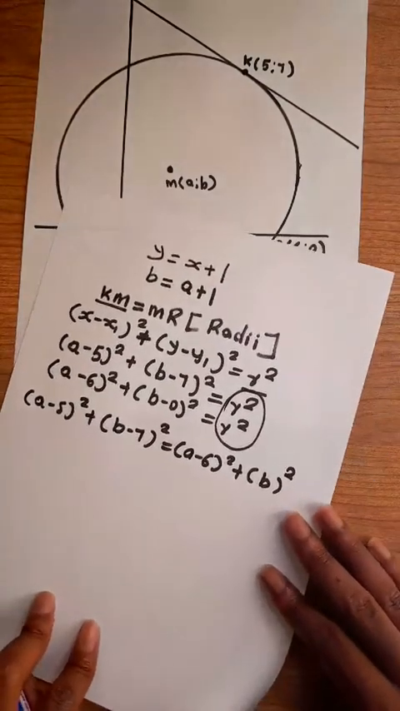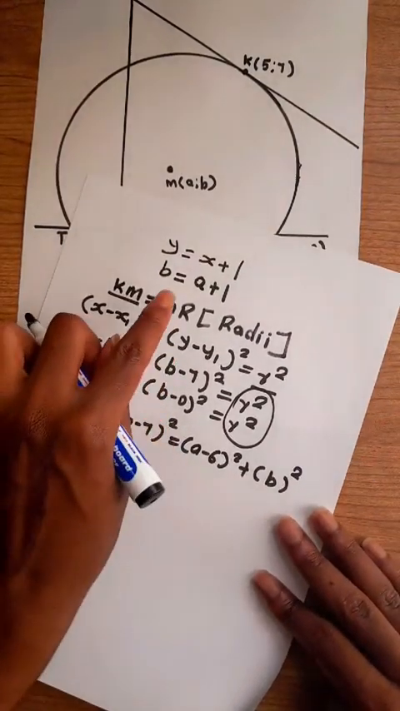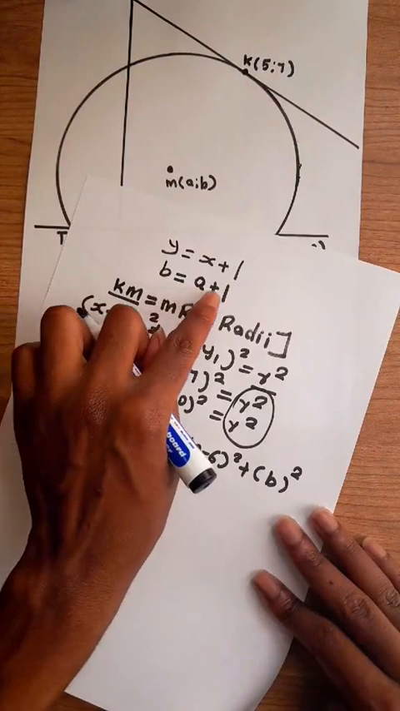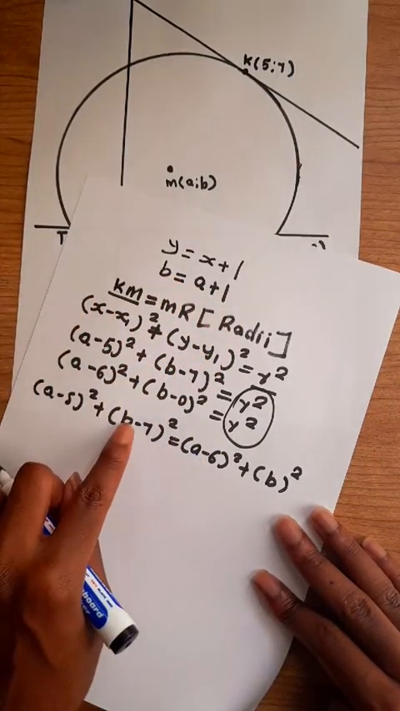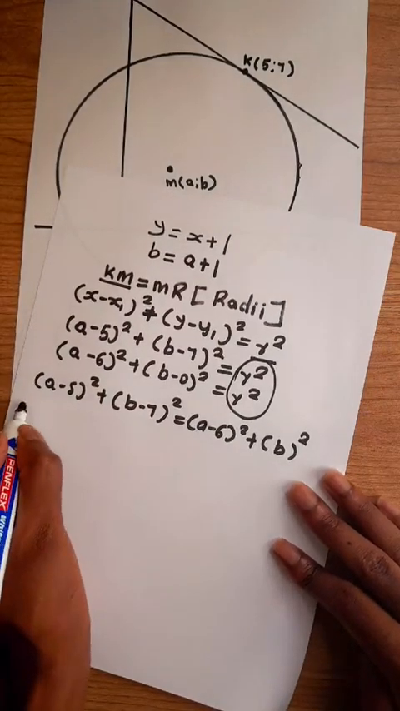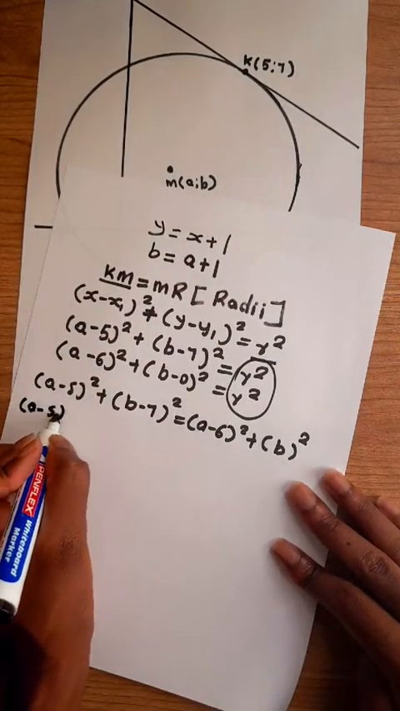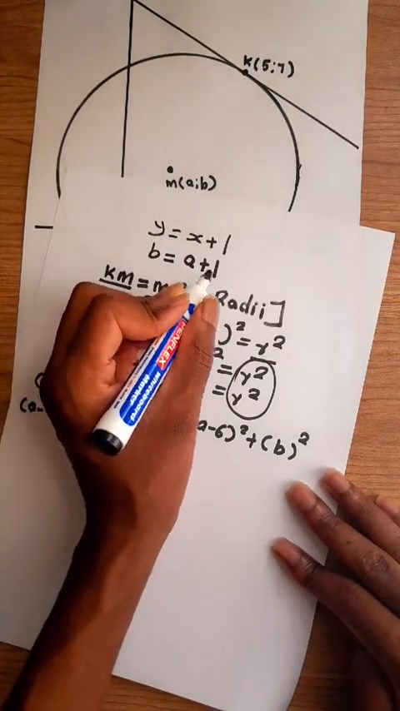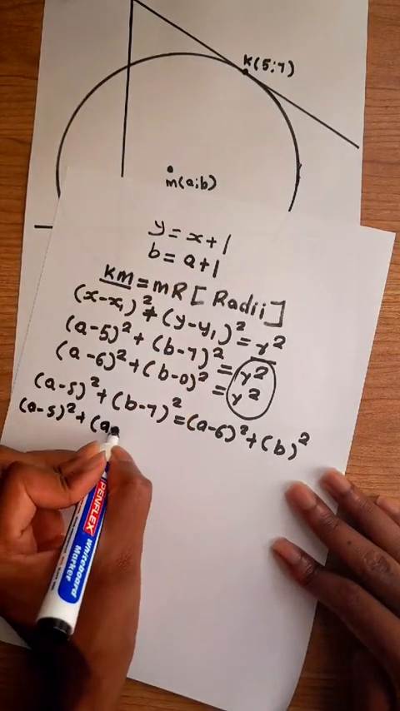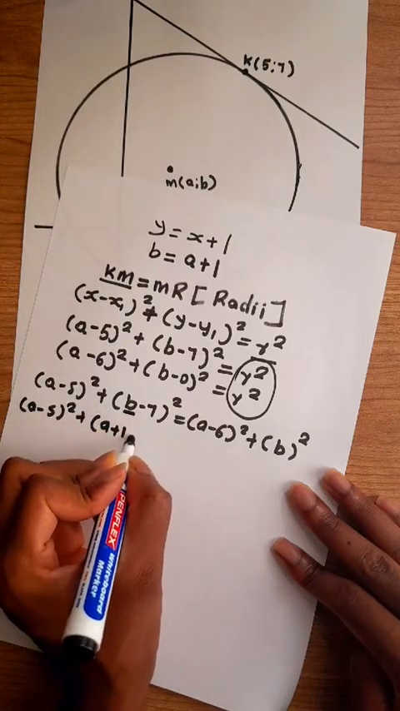But guys, what do we know about b? We know that b can also be written as a plus 1. So whenever there is b, I'm just going to write a plus 1. So I'm having a minus 5 squared plus, wherever there's b, I'm just going to write my a plus 1, and then this minus 7, I'm going to square it.